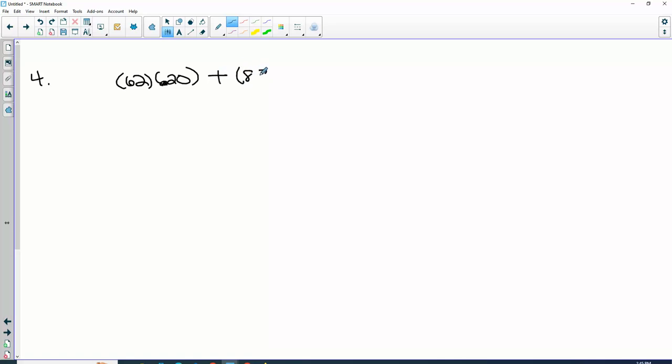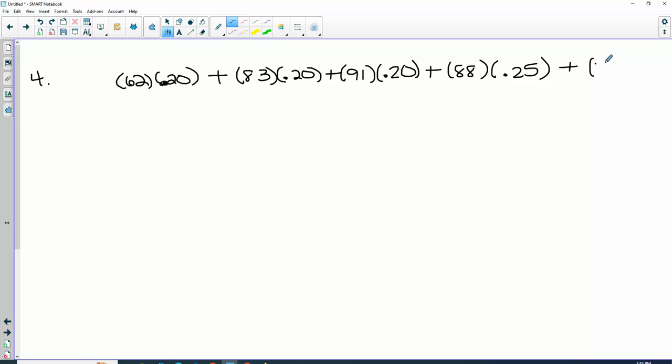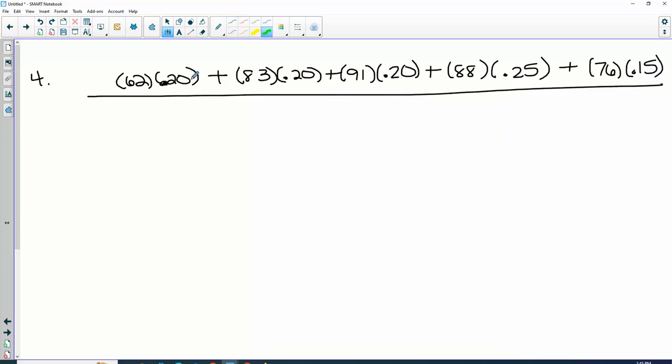So the next test was 83. It's also 20%. The next test was 91. It's also 20%. Then I have a term project of 88, and that project is worth 25%. And then we have homework of 76, which is worth 0.15. You divide by the sum of your weights.